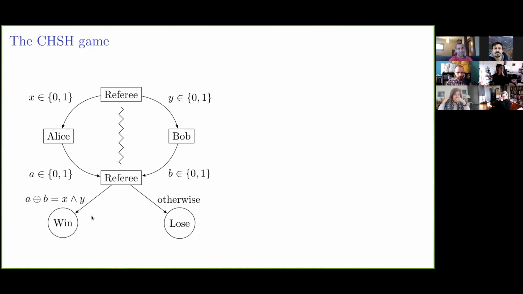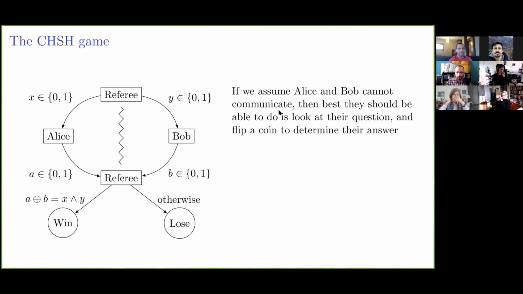Whether you win or lose is whether or not the XOR of your outputs matches the AND of the inputs. If you think about what the XOR does, it will be 0 if you both give the same thing, and 1 if you give different things. The AND will be 0 unless both X and Y are 1. So if X and Y are not both 1, then Alice and Bob want to give the same thing. But if X and Y are both 1, then they want to give different things. That's the challenge of the game here. Maybe the casino is trying to figure out what the payoff should be for these games. They're trying to figure out what Alice and Bob can do. Well, they can't communicate.